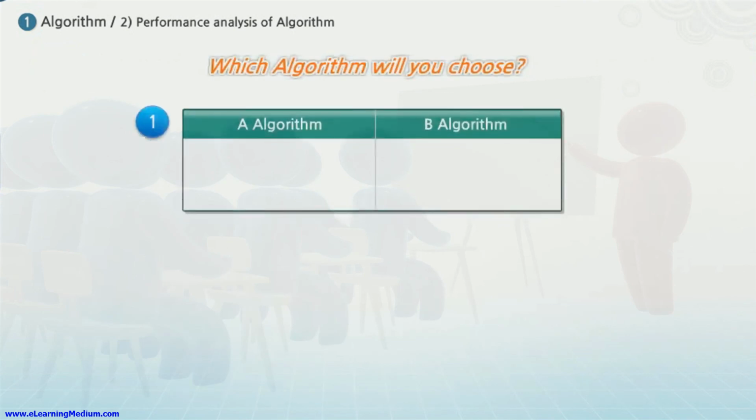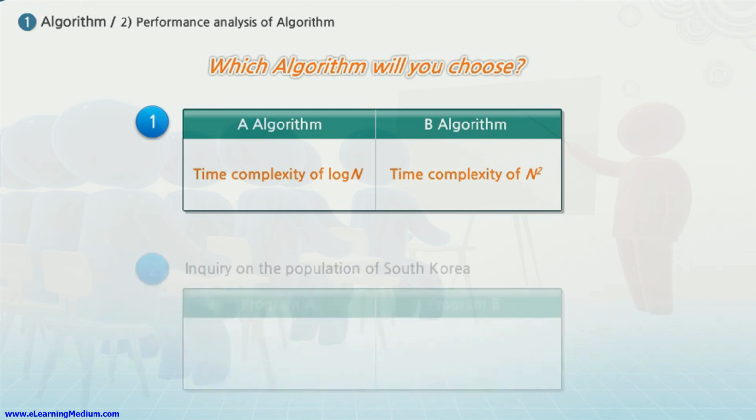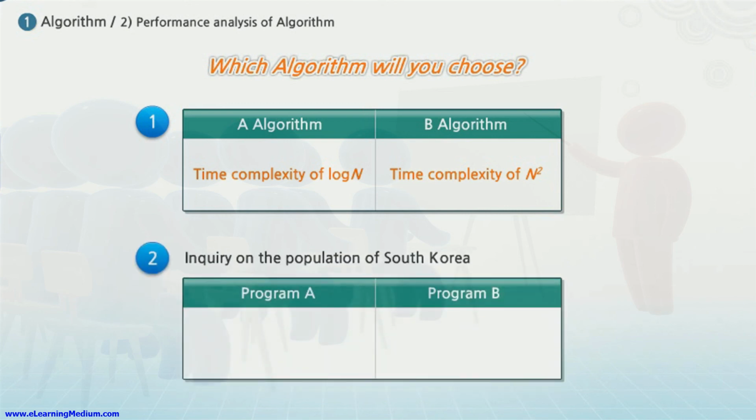Suppose that two algorithms for the same problem has a different level of time complexity, such as log n and n squared. Which algorithm will you choose? Let's put it in another way. Suppose that a program designed for the inquiry on the population of South Korea needs less than 1 second to get an answer, whereas the other needs 500 days. Which program will you choose?